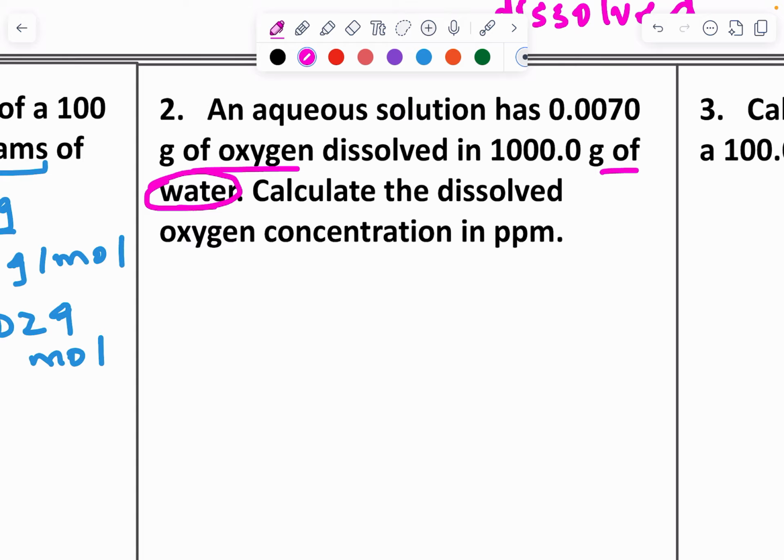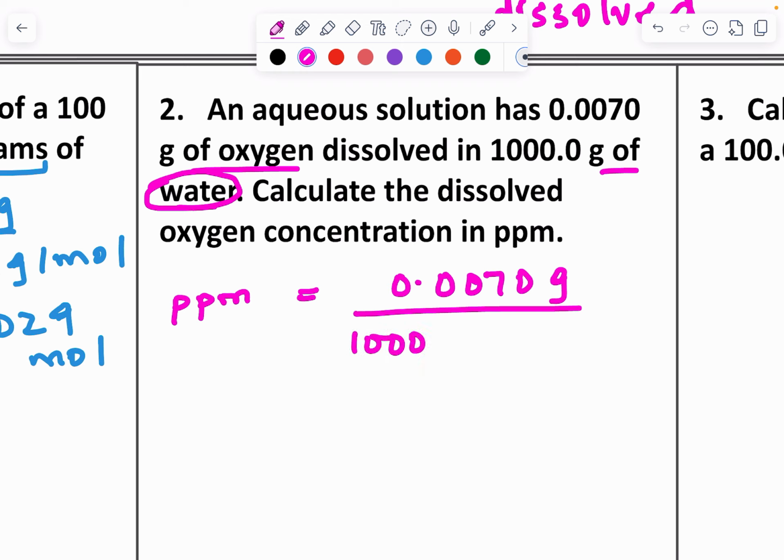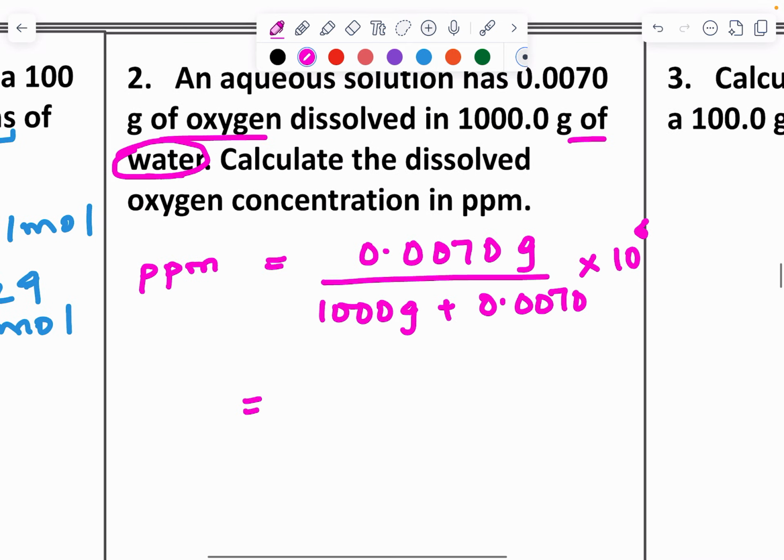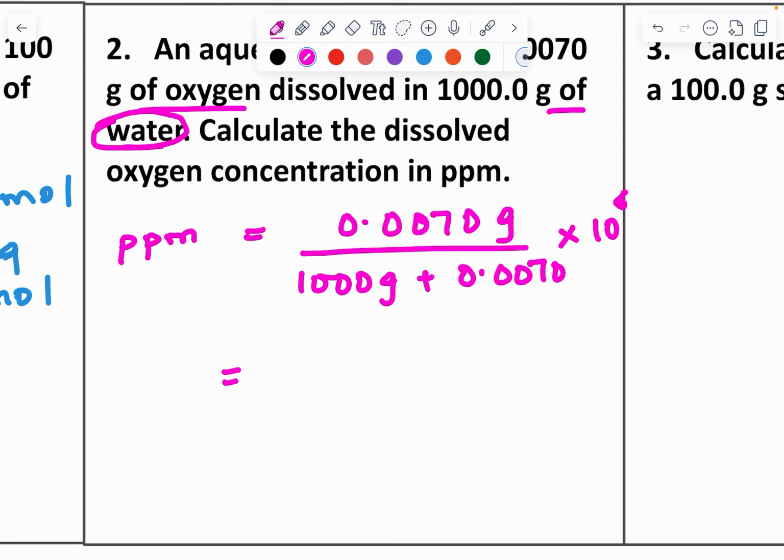So when you're plugging this into the ppm equation, make sure that after you put the mass of your solute at the top, you add the masses of solvent and solute to get the total mass of the solution. So that would be 1,000 grams plus 0.0070. In this case, it will not make a significant difference because the mass of the solute is extremely small. But in some cases it might, so please don't forget this. Your answer here will be about 7 ppm.